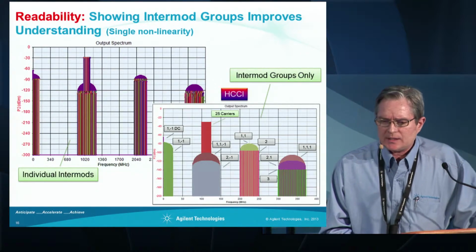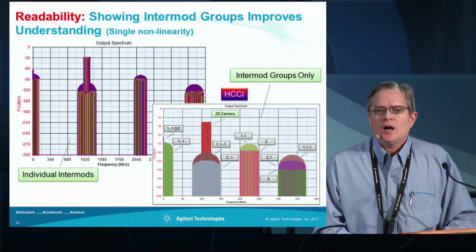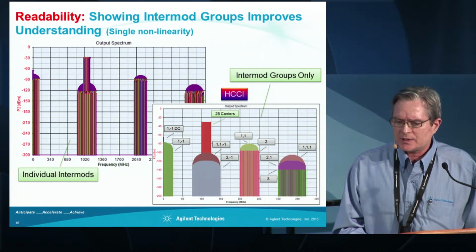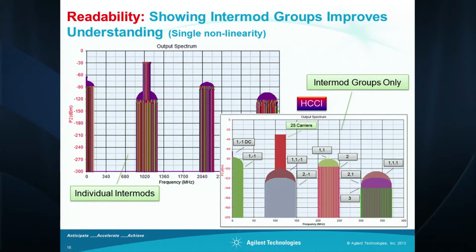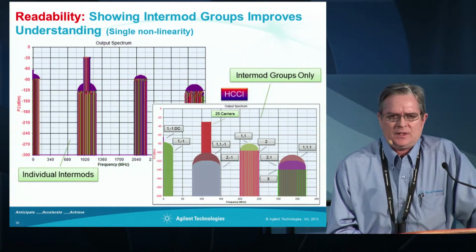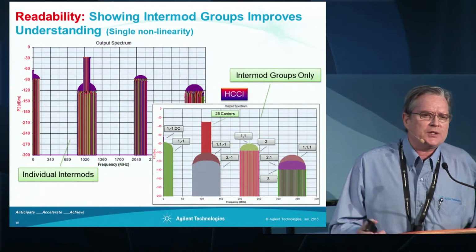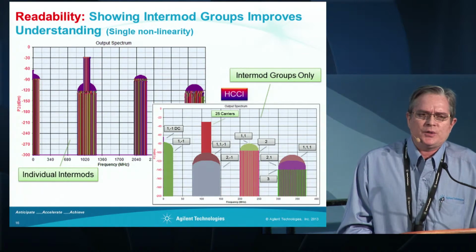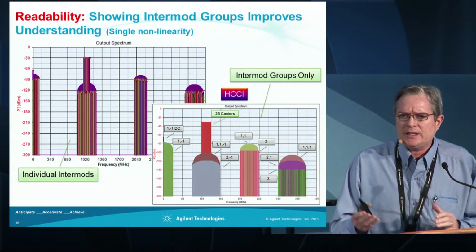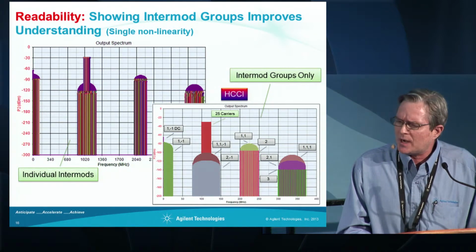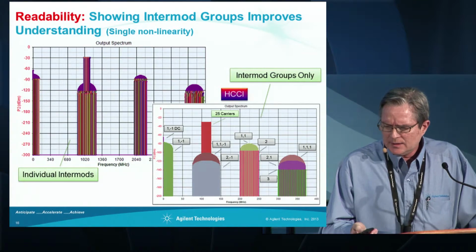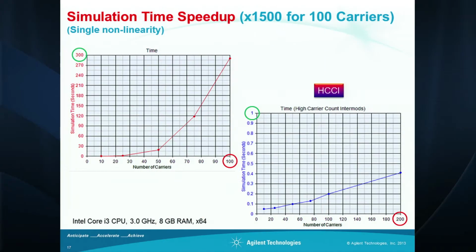Here are some of the comparisons. On the upper left, you will see just individual intermods, and this is what it would look like if we tried to keep track of all the individual intermods, add them up, and manage them. But if you look at the lower right, all we're managing is envelopes. And so it's very easy to understand exactly what's going on in the system with the high carrier count intermods. Readability is a lot better.